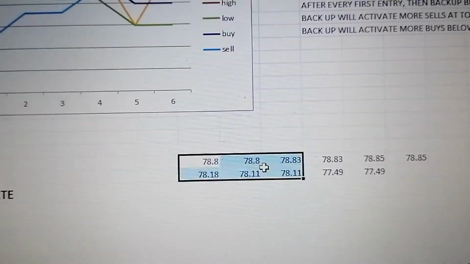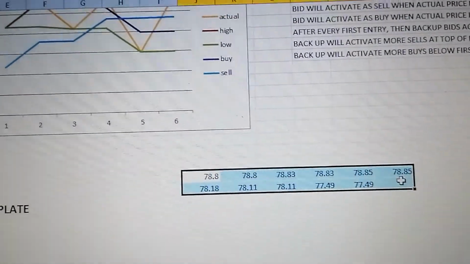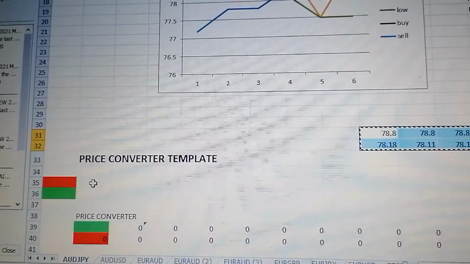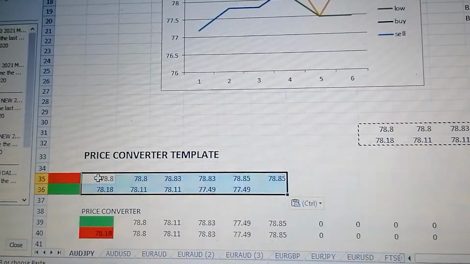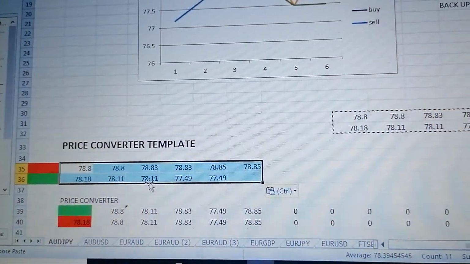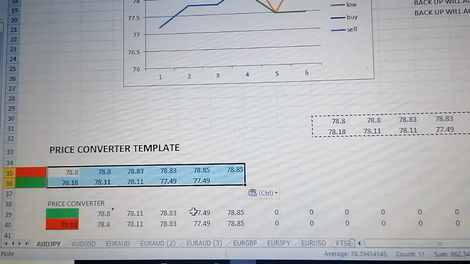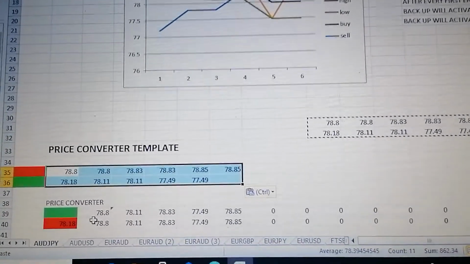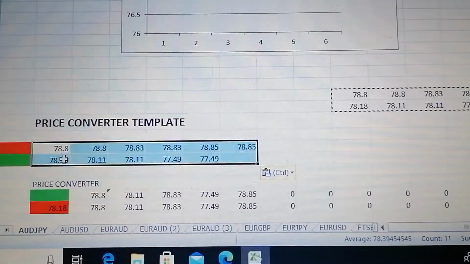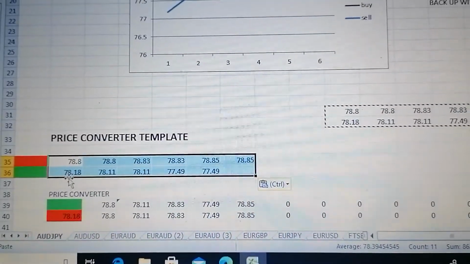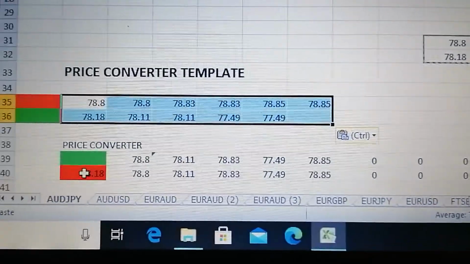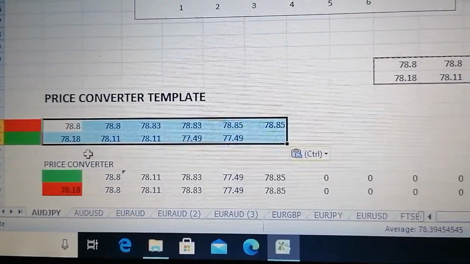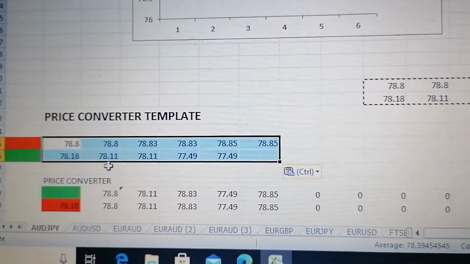So I'm taking this data now, copying it, and putting it on my price converter. When I put them here, it shows me the sequence for a single line. So instead of the movement up and down, this template is able to show me. You can see here 78.18 is the first line, which I have here. The next one is 78.8, it came here. The next one is 78.11.